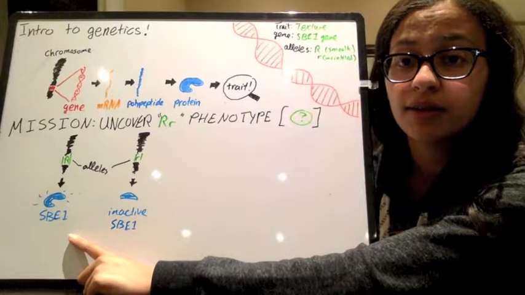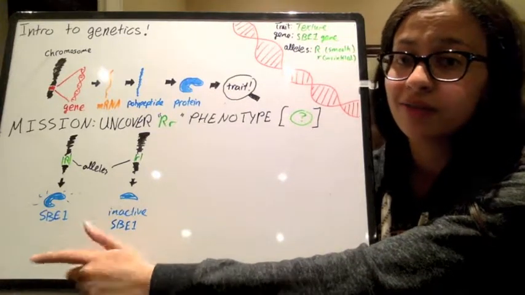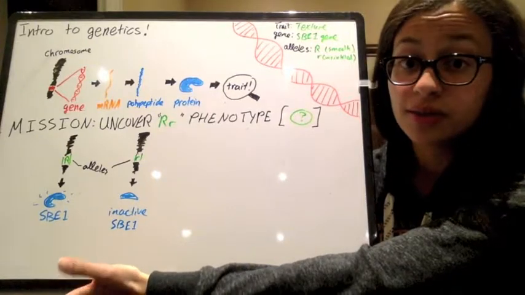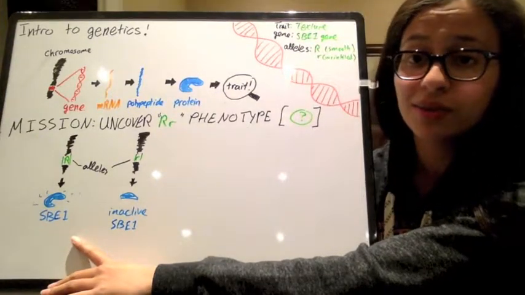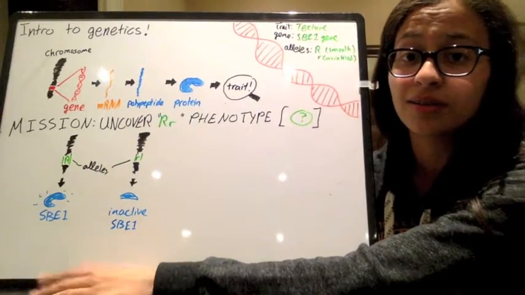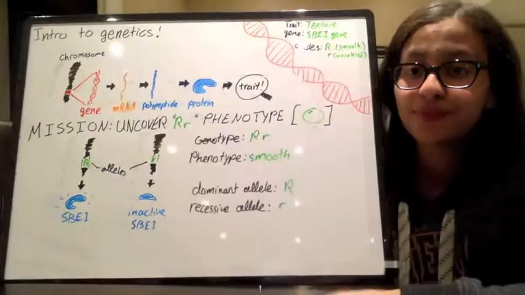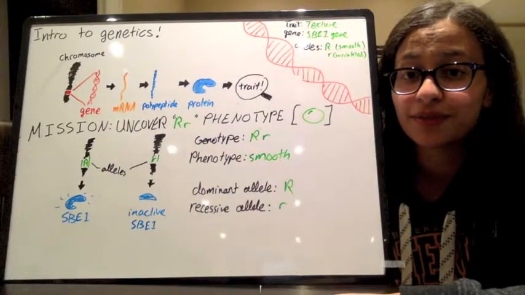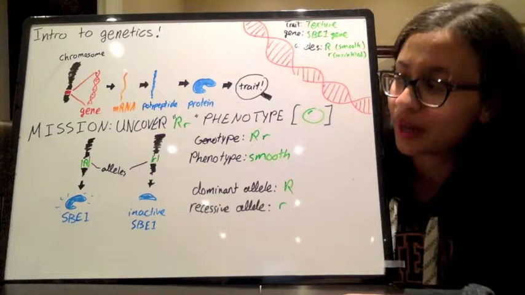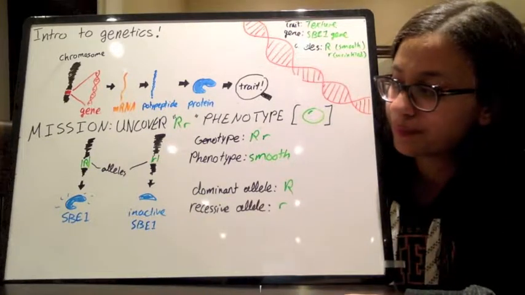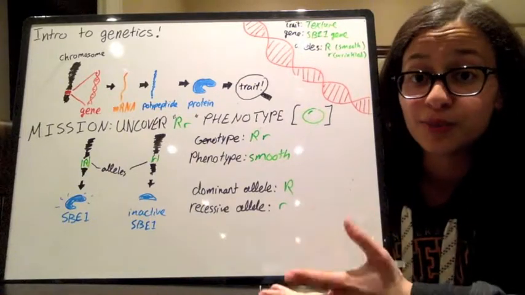It might not be as much of this enzyme as you would have in a homozygous dominant pea, but this pea still has some. And this enzyme is actually going to go and do some work, and then you're still going to end up with a smooth, observable trait. So the genotype for this pea was capital R followed by a little r, and that is our heterozygote, and the phenotype was a smooth pea.